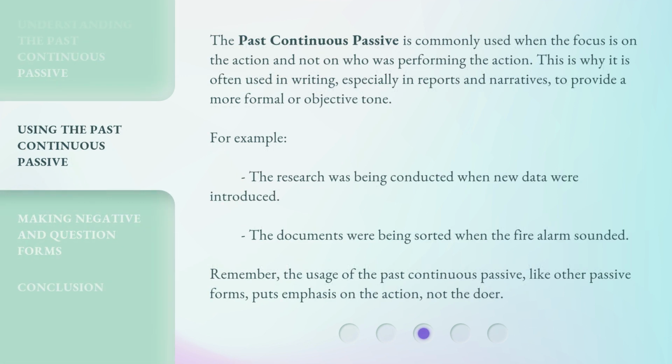The past continuous passive is commonly used when the focus is on the action and not on who was performing the action. This is why it is often used in writing, especially in reports and narratives, to provide a more formal or objective tone. For example, the research was being conducted when new data were introduced. The documents were being sorted when the fire alarm sounded.